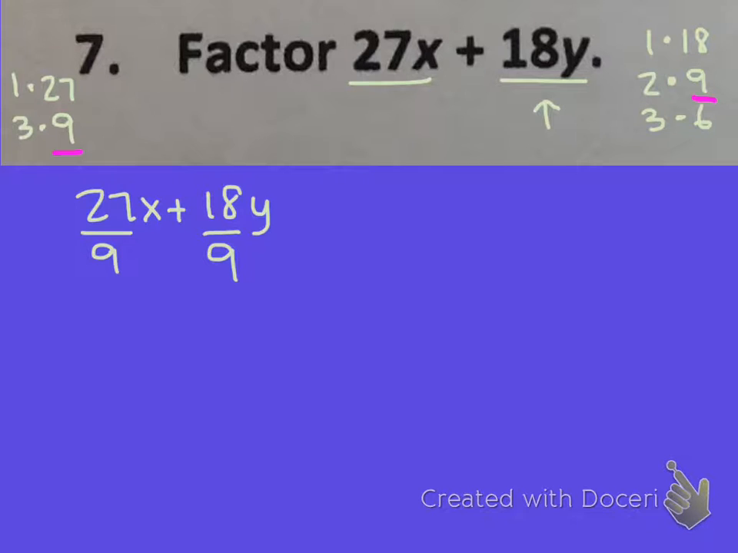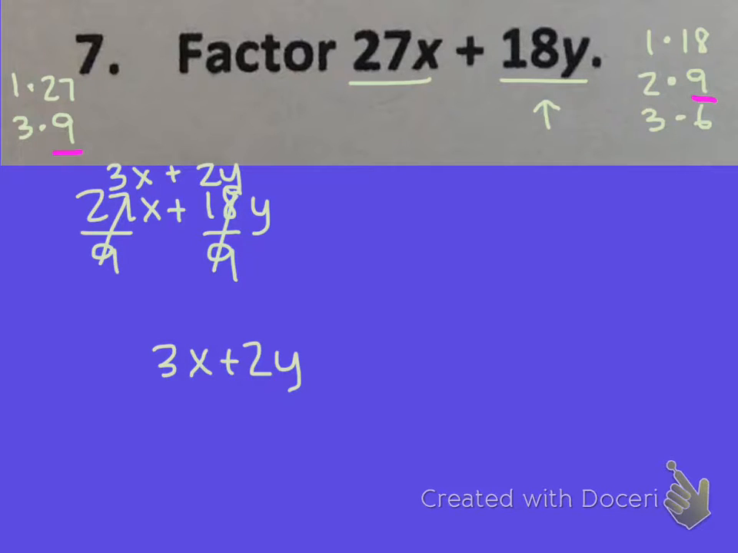Well, 27 divided by 9 is 3. And because the x was right next to 27 in our expression, the x is going to be right next to 3 in our new expression. And then we're going to add the plus sign. And now I'll look at 18 divided by 9. How many times does 9 go into 18 evenly? Well, I know that 2 times 9 is 18, so I'm going to put a 2 here. And because the y was next to the 18 in the original expression, I'm going to put the y next to the 2 in our new expression. So I have 3x plus 2y.